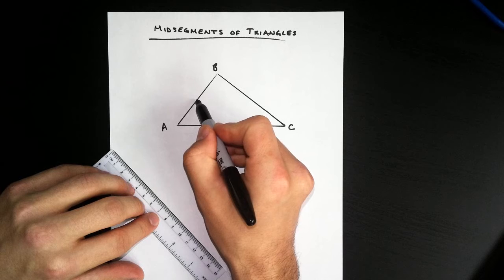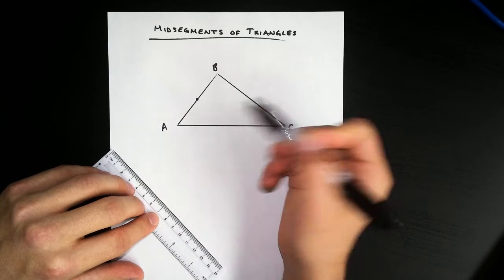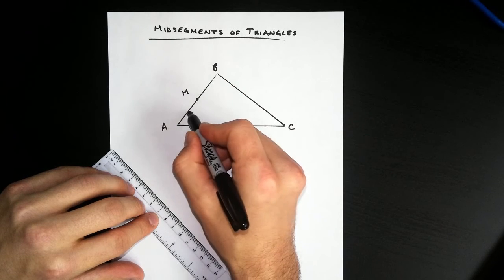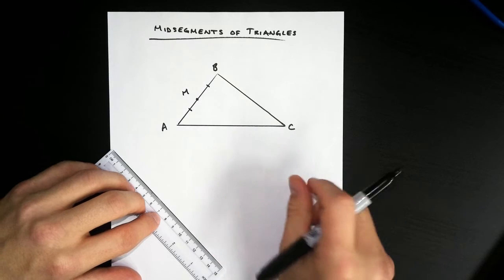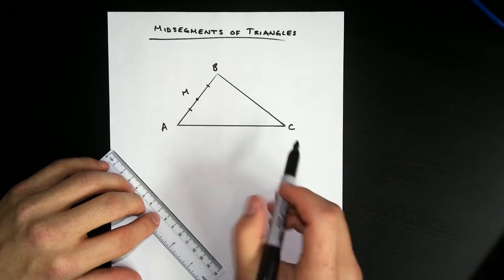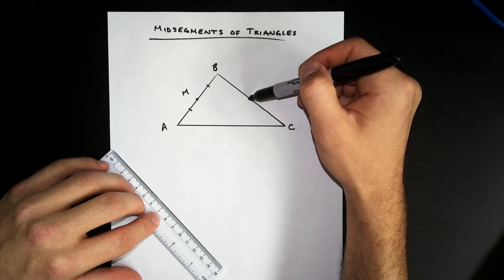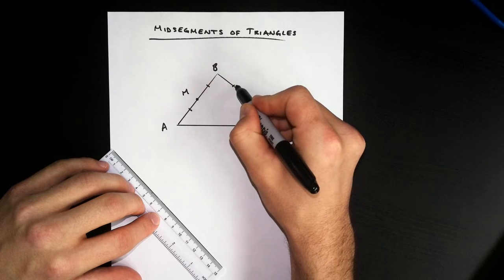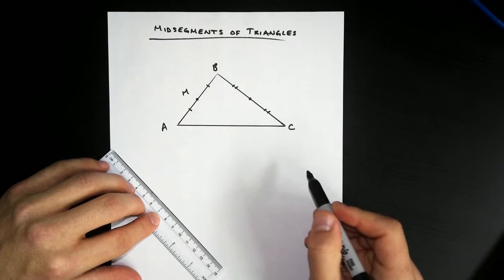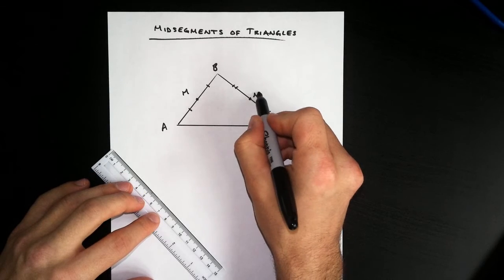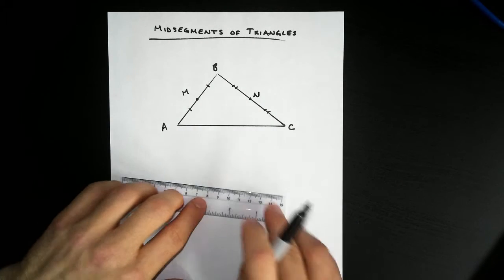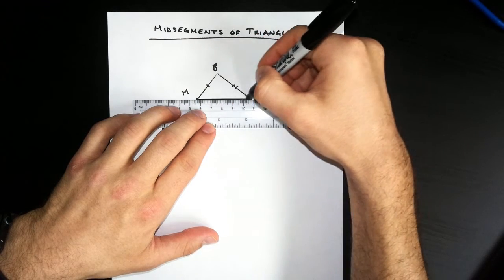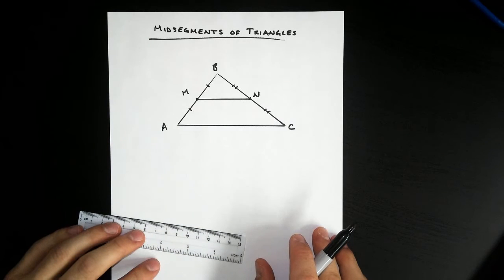So if I find the midpoint of side AB, maybe we'll call this M. Because that's the midpoint, I know that these two segments are congruent to each other. And if I find the midpoint of one of the other sides, so let's say we find the midpoint of BC, about right here, right in the middle. So these two segments are congruent. And let's label that N. The midsegment of the triangle, or one of the midsegments, is this one that connects together these two midpoints.